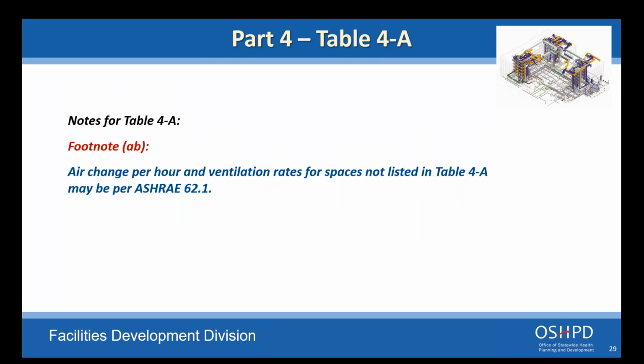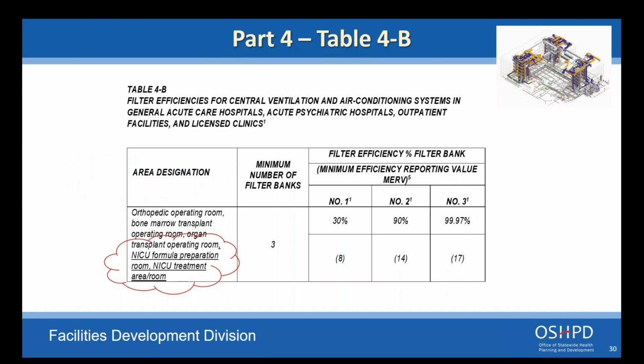Okay. Here's where we get specific. In table 4A, at the very last, I think it's the very last footnote now, footnote AB. You can never have too many footnotes, right? So we're down to AB on this one. And this is where we say space not listed here in this table, may be per ASHRAE 62.1. That's also the adopted ventilation standard in the CMC, and the language in chapter 4 of the CMC is basically a carbon copy from 62.1, the standard language. So for what it's worth.